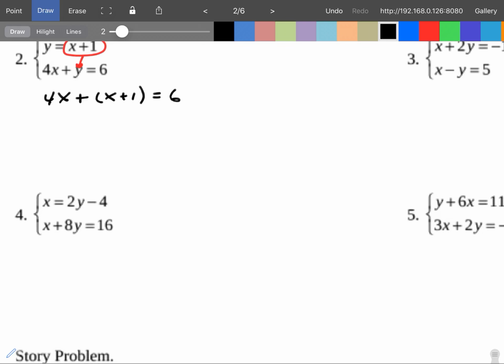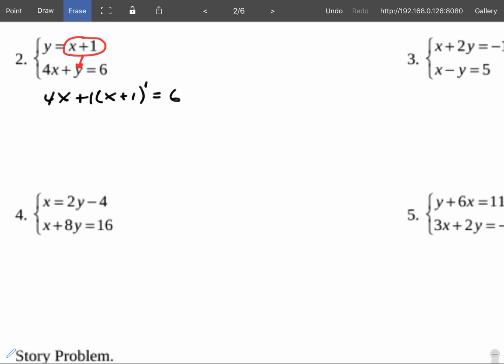Again, I put what I'm substituting in for y in parentheses. And in this case, I don't really need the parentheses either, because if there's a 1 in front of those parentheses and there's a 1 as the power on that quantity, then I don't need those parentheses. So I'm just going to go ahead and drop them.